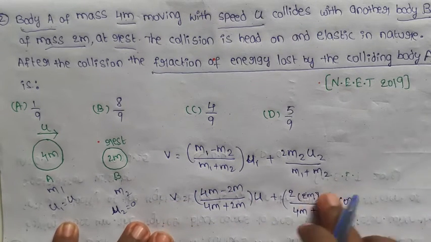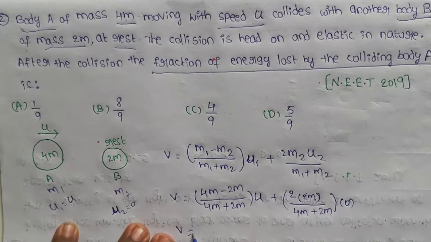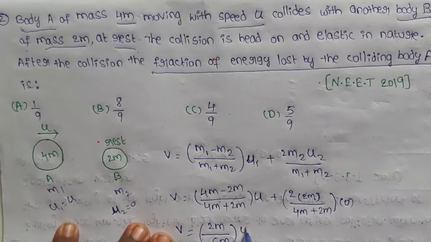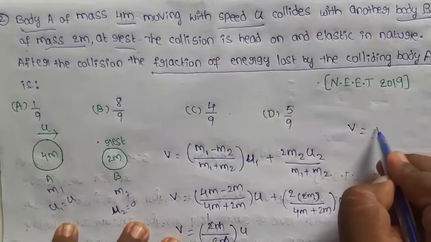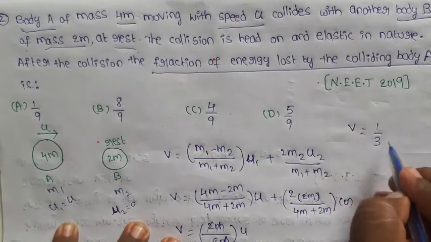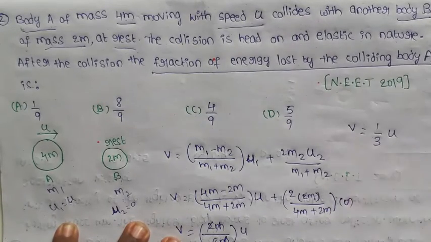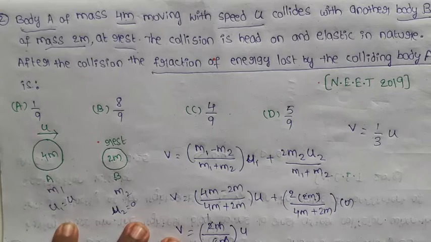So this term is totally 0. V equal to (4m minus 2m), that is 2m, by (4m plus 2m), that is 6m, into u. m gets cancelled, 2 ones are 2, 2 threes are 6. So V, the final velocity, equal to 1 by 3 u. This is the final velocity.